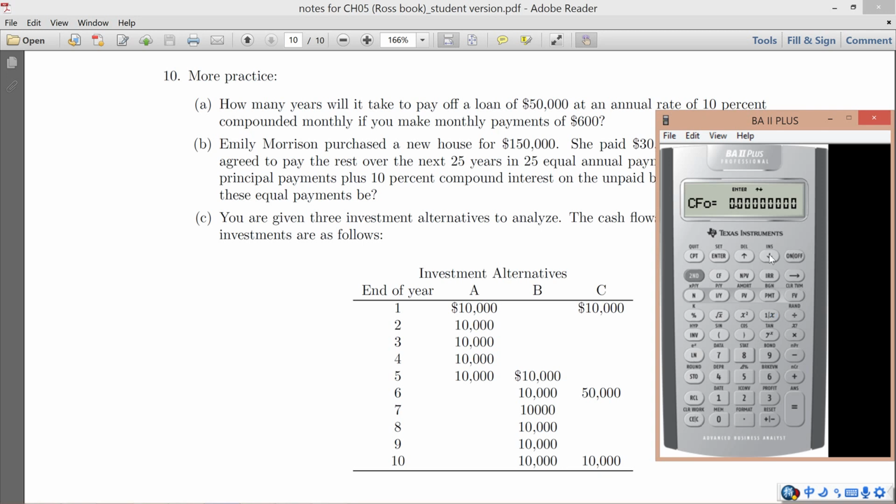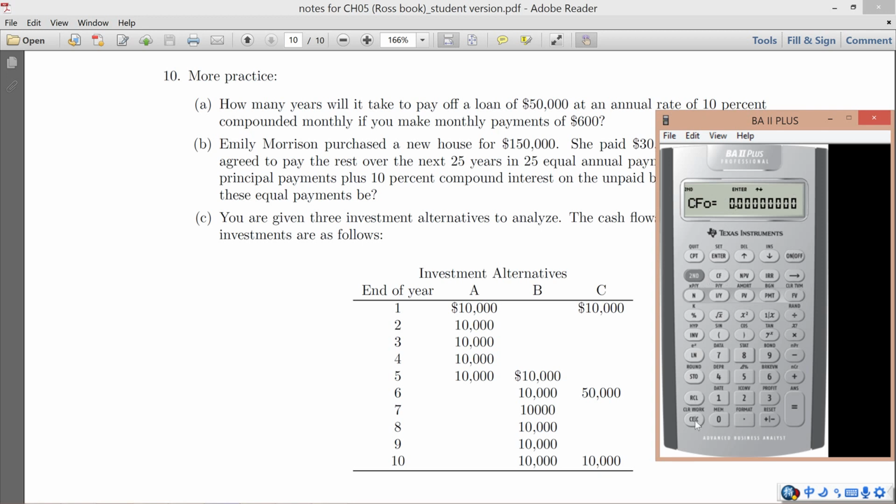CF0 is obviously 0. C01, at time 1, is also 0, so 0, enter. How many zeros in a row? There are 4, so 4, enter. C02 is 10,000, enter. Go down. There are 6 of them, so 6, enter. Now NPV, 6 again. Go down, compute. Go down, compute. That's the second one.